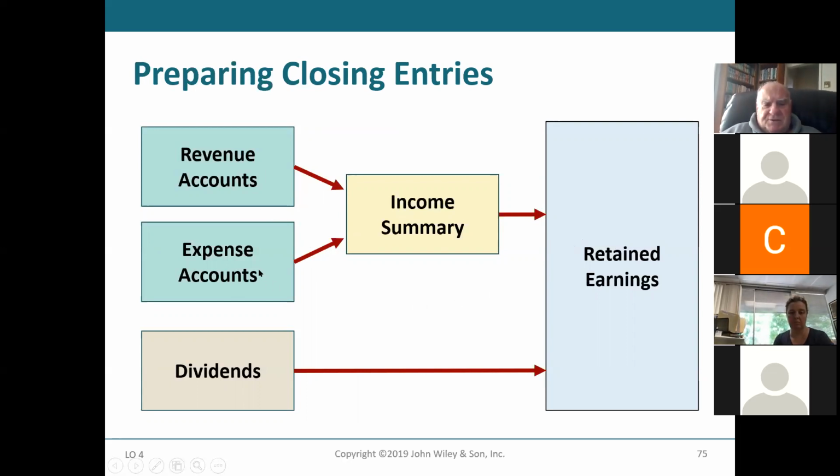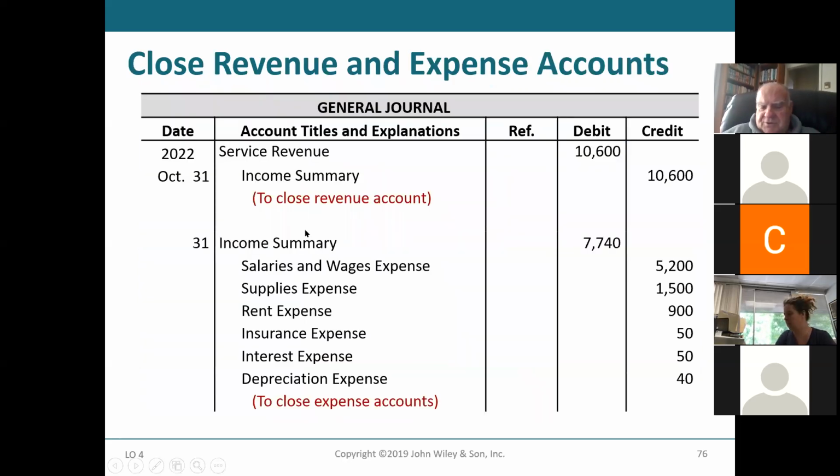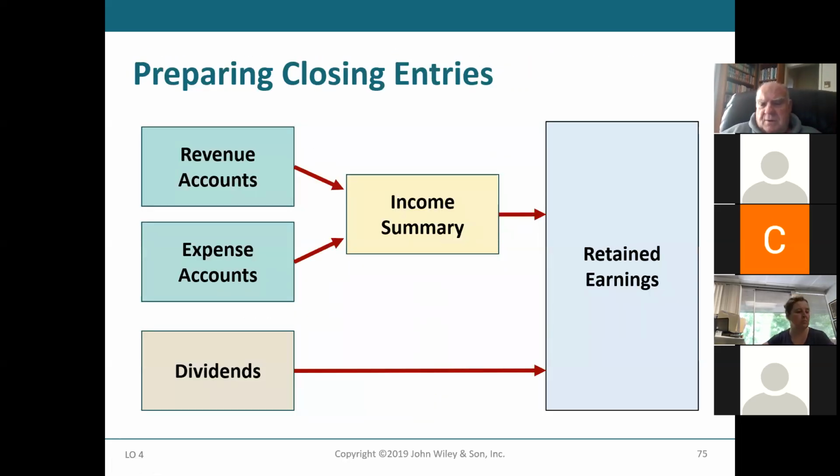Same thing with the expenses. Expenses have a debit balance. So we're going to credit all of the expenses, move it into an account called income summary, and then into retained earnings. Income summary is a clearing account. It will never have a balance on your financial statements. It's just used to gather up the income from your income statement before moving it into retained earnings. Dividends can go right into retained earnings.